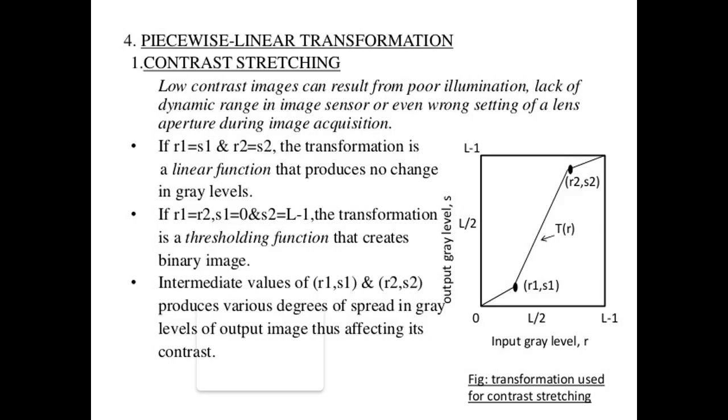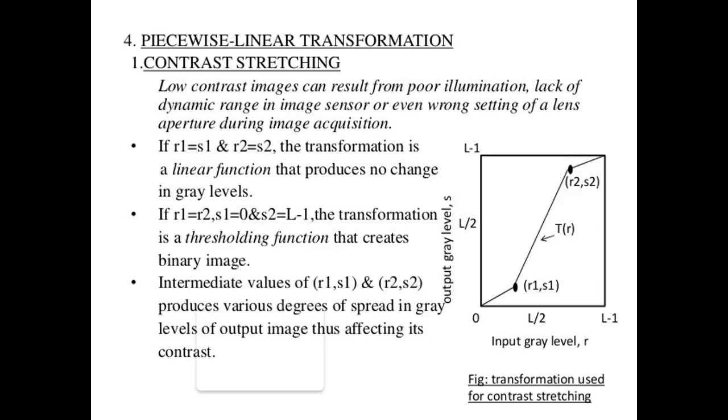Contrast is nothing but the difference between the highest gray level and the lowest gray level of an image. Many times we obtain a low contrast image due to poor illumination or due to wrong setting of lens aperture in a digital camera. Hence, that effect can be overcome using contrast stretching.